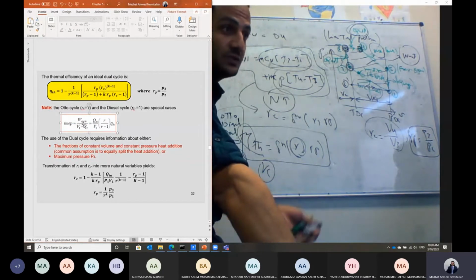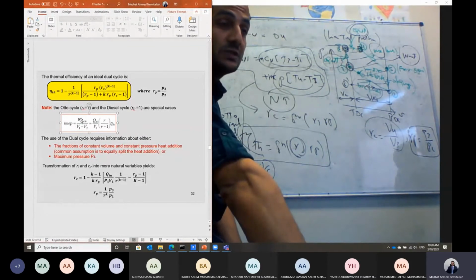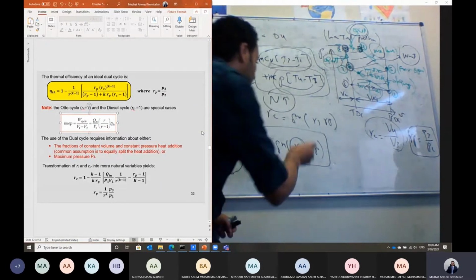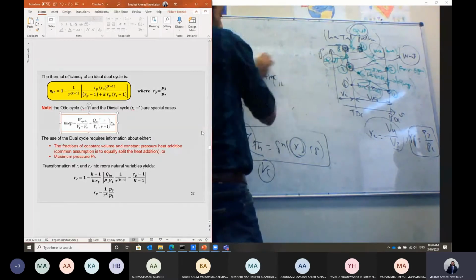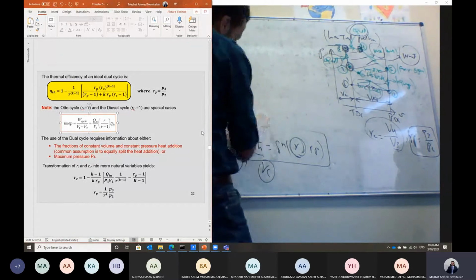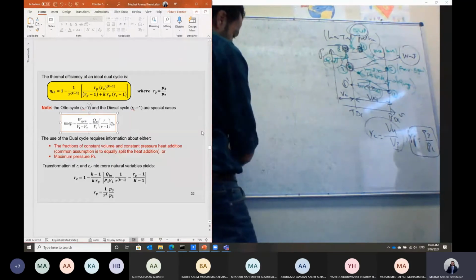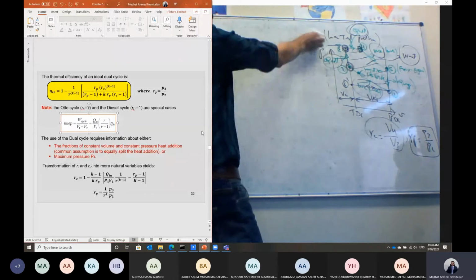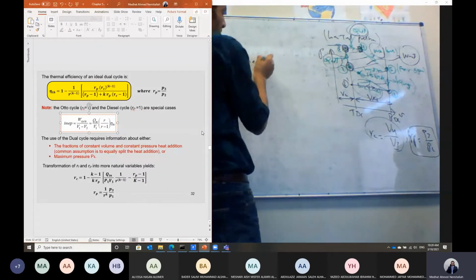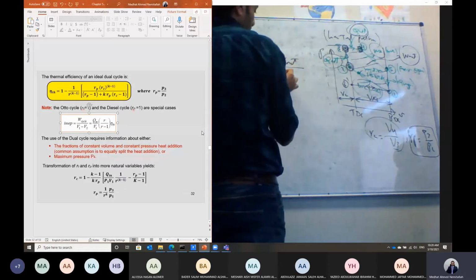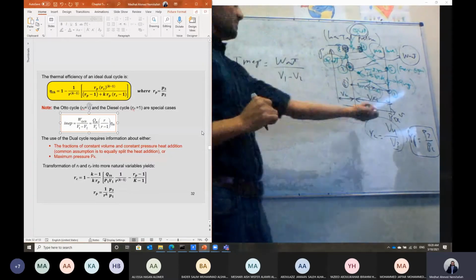Here also, we have the definition of the indicated mean effective pressure. We went through this last time also, which is the net work produced by the cycle divided by the displacement volume. And we can express this dimensionless also, so that we can compare the three cycles based on a dimensionless parameter. So the indicated mean effective pressure is the net work divided by the displacement volume, which is V1 minus V2. That is the displacement volume.